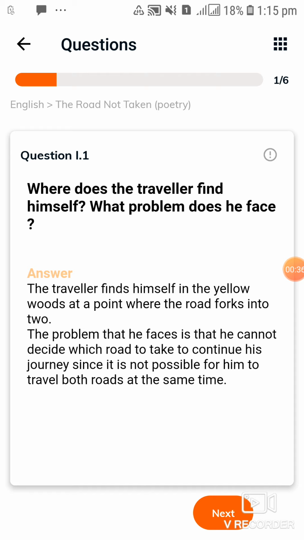So let's start. The first question is, where does the traveler find himself? What problem does he face? Its answer is, the traveler finds himself in the yellow woods at a point where the road forks into two. The problem that he faces is that he cannot decide which road to take to continue his journey, since it is not possible for him to travel both roads at the same time.